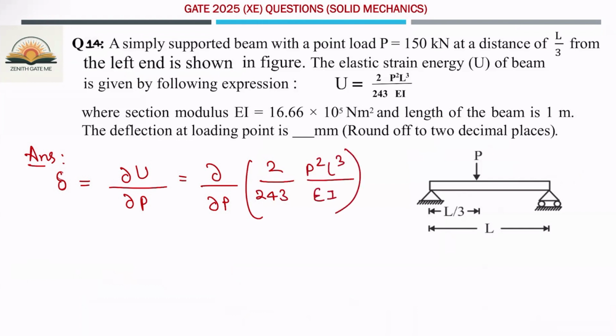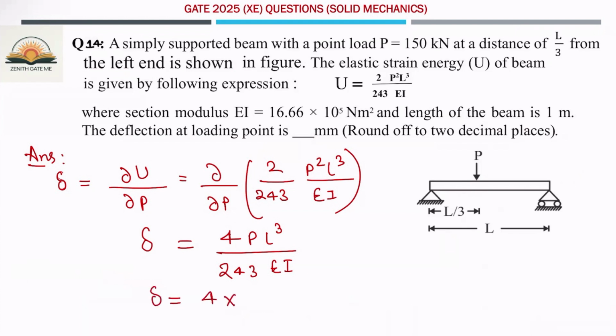If you partially differentiate, what value will you get? This will become 4, because the differentiation of P square with respect to P is 2P, so 2 into 2 is 4. So 4 P L cube divided by 243 EI. This is the deflection at the point load P. All these values are given. Just put them in this formula and you will get the answer.